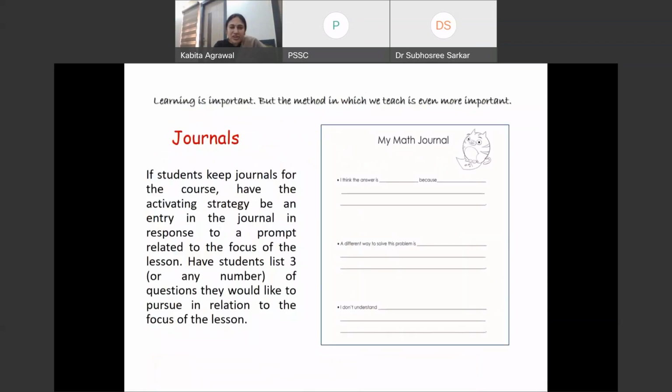Journals again help children to keep photos, and if they have the habit of maintaining a journal, maybe for any subject, I feel this would create a difference, and maybe they are more focused on moving forward or on learning more on the topics.